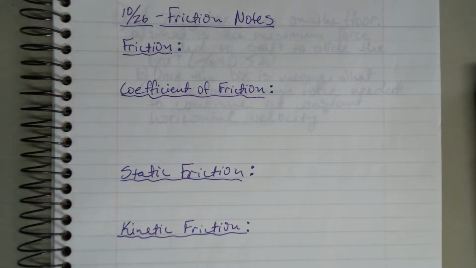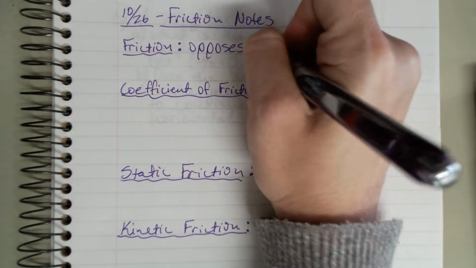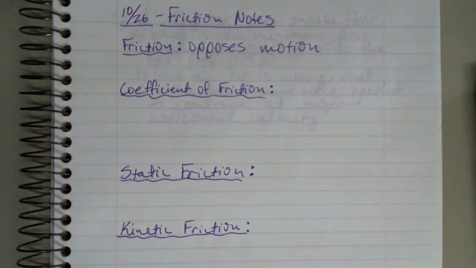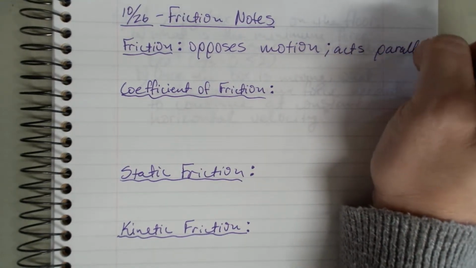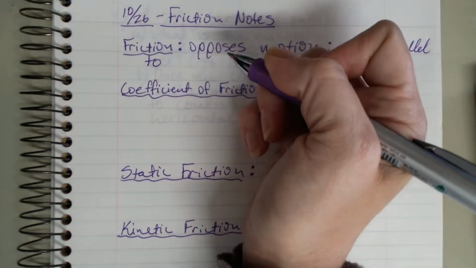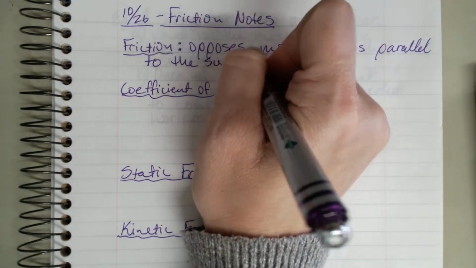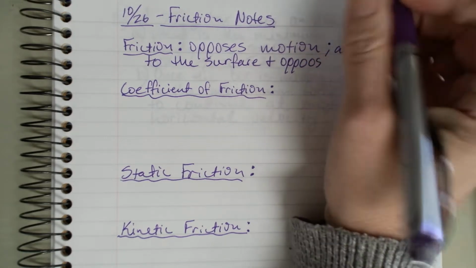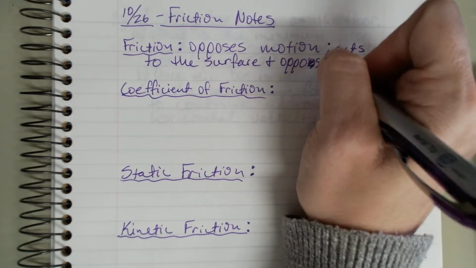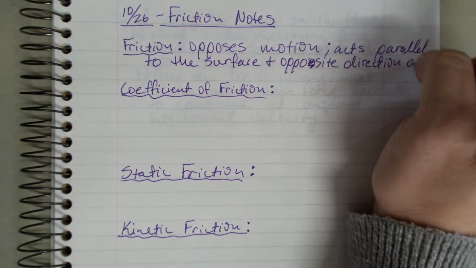Okay, so today we're going to talk about friction, everything about friction. So, what is friction? It's something that opposes motion. Okay, and it acts parallel to the surface and opposite, I can't spell, opposite direction of motion.